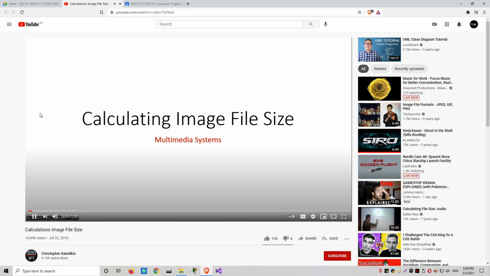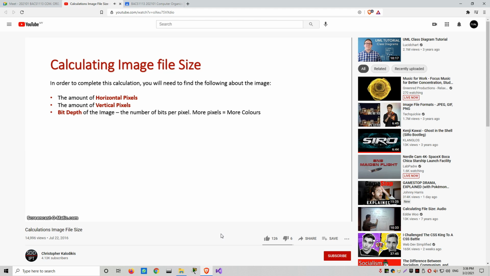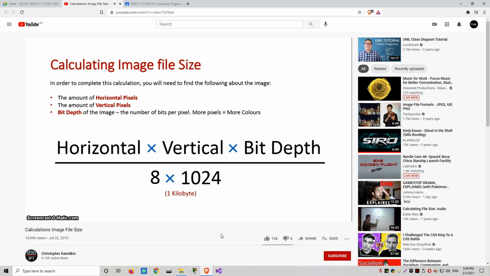We are now going to look at how to calculate the file size of an image. We need to look at what values we need to take into account to use in our formula. We first need to establish how many horizontal pixels there are, and we times that by the amount of vertical pixels. We then need to know how many colors are being used, and that is referred to as the bit depth. Once we know those three values, we divide all of that by 8 times 1024, and that brings our value into a kilobyte format.